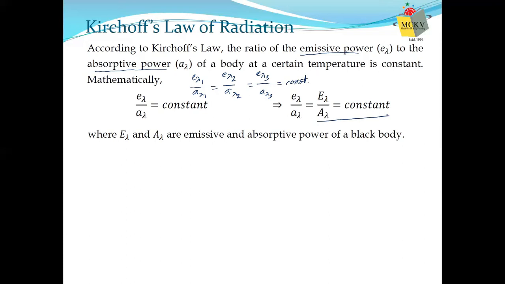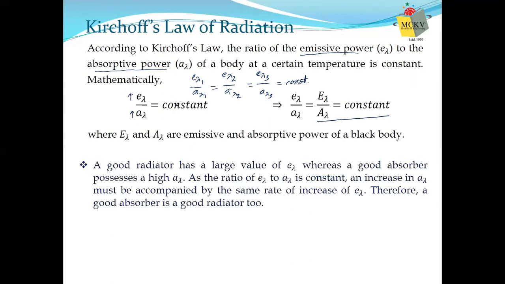Now, since the ratio is constant, if A lambda is somehow increased, then E lambda should also be increased so that their ratio remains constant. So, if a body has a high absorption coefficient, A lambda is very high, then according to Kirchhoff's law of radiation, the E lambda of the body, the emissive power, must also be very high. Therefore, a good emitter is also a good absorber, or a good absorber is also a good emitter.